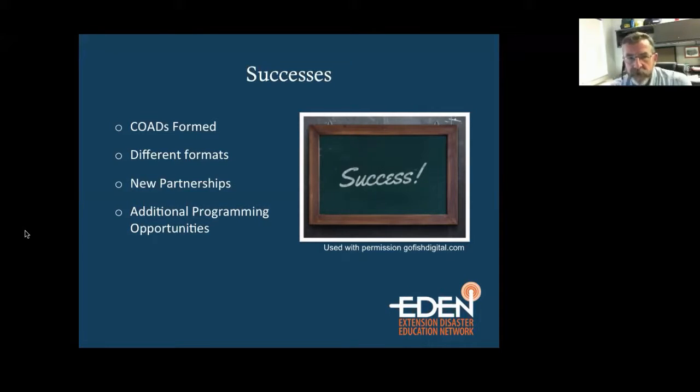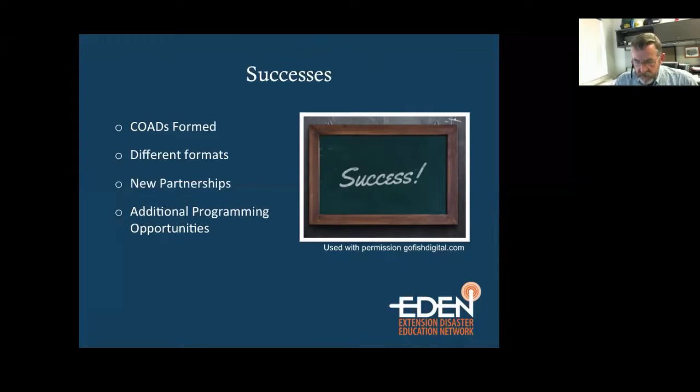So let's talk a little bit about successes. We've got successful formation of COADs, or in our case, what we're calling the VOAD, in all 4 states. Those experiences have benefit at the local level. So in one respect, we could simply say that this pilot project has achieved success because we have those organizations in place and active, and actually helping to respond to events in those states.